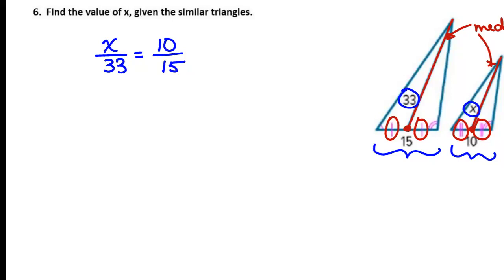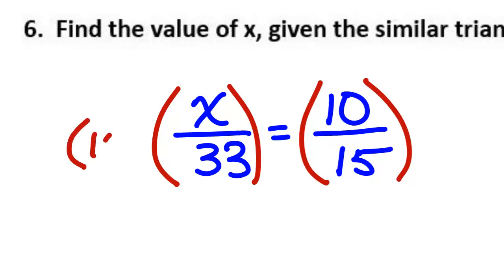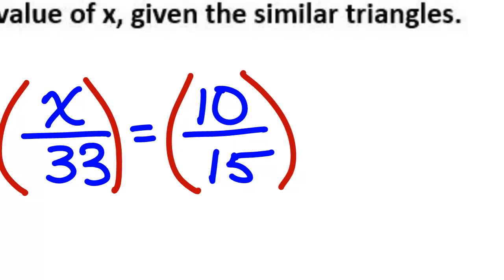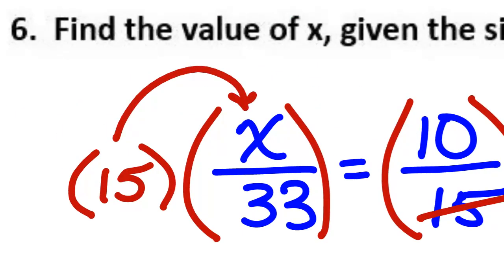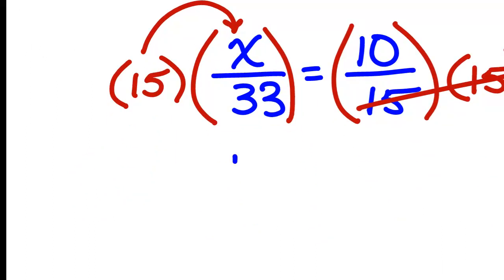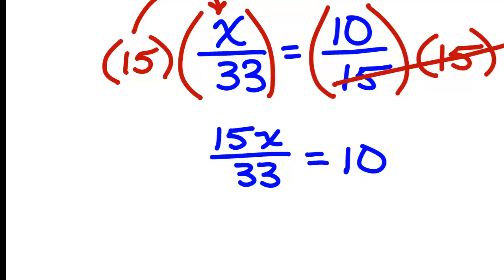To isolate X, what do we need to do? Multiply. What did you want to multiply by? 15 sounds good. There's not a wrong choice when you're multiplying by a denominator. If you want to multiply both sides by 33 first, you may absolutely do that. So that gets rid of my denominator here. That 15 distributes up to the x. So I would have 15x over 33 equals 10. And then what do I need to do?